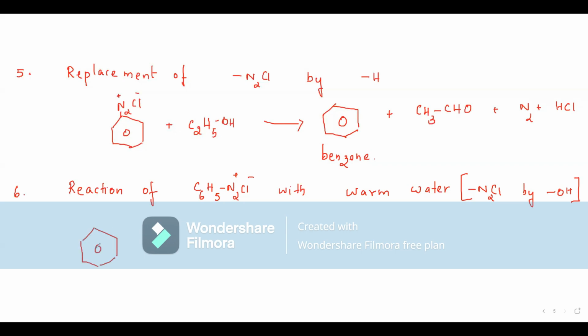Benzene diazonium chloride, that is C6H5N2Cl. Treat this with water, which is not cold. Then the product that you get is OH here, which is phenol, and N2 plus HCl.